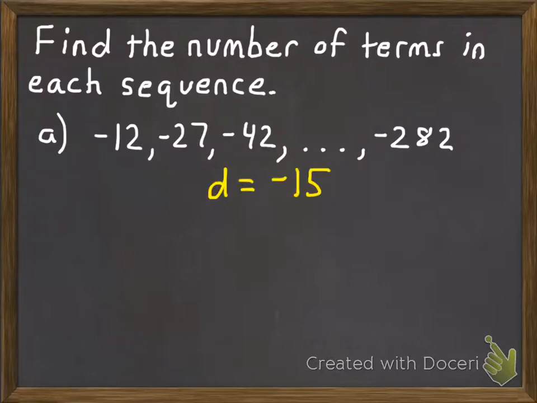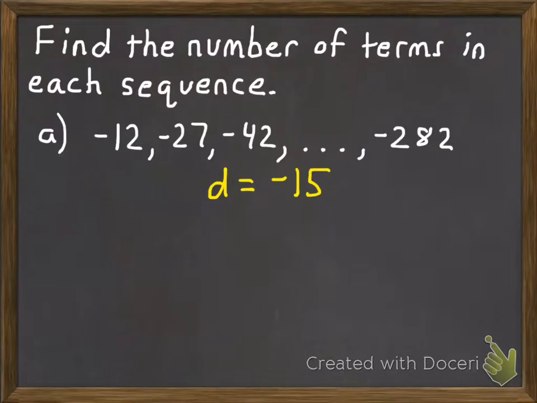First of all, let's recognize that the common difference is negative 15 because we're decreasing by 15 each time. Or in other words, negative 27 minus negative 12 is negative 15. Negative 42 minus negative 27 is negative 15, and so forth. All right. Now, I said I want to figure out how many times you would add this common difference to the first term in order to get the last term.